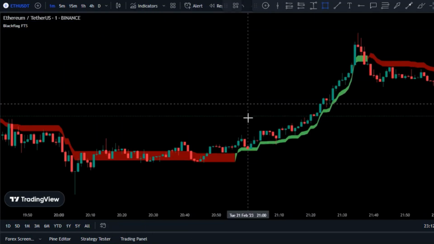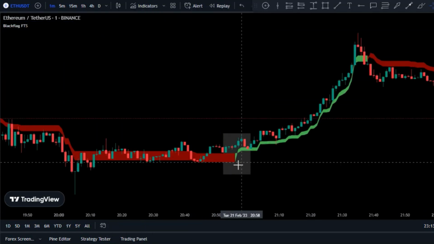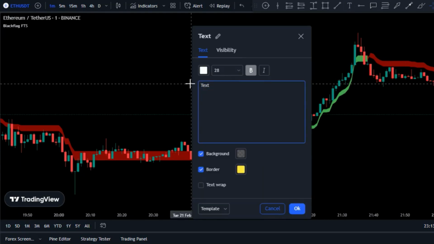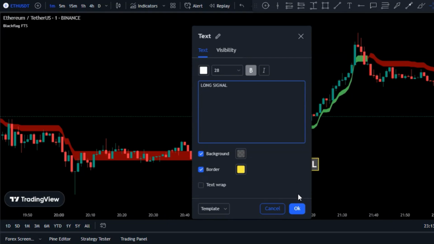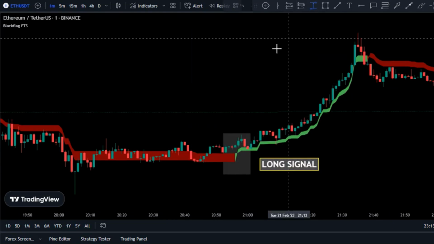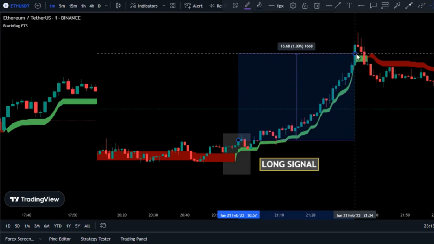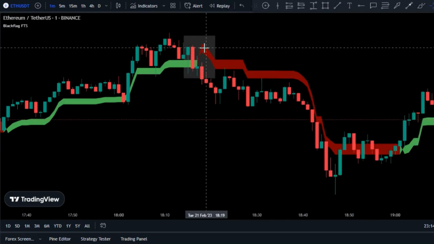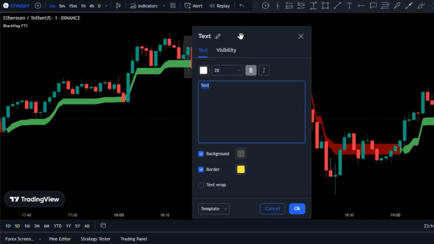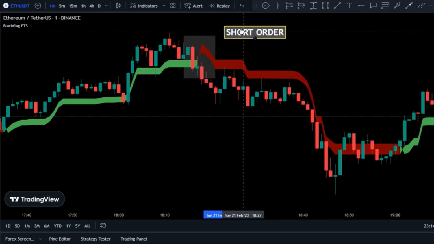So when the settings are set, changing the color of the FTS indicator from red to green in this setup means the initial buy signal. And as a rule, changing the color of the FTS indicator from green to red in this strategy means the initial sell signal.